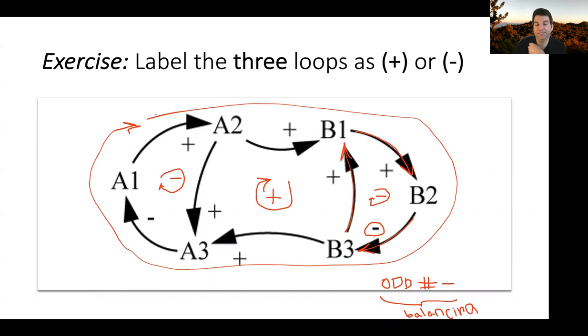If there's an even number of negatives, it's reinforcing. And so that's why this negative and this negative make it so that around the whole outside, there are two. So it's an even number, and that's why they're positive. And the whole outside is positive, and that's because there's two negatives. There's an even number here. So an even number of negatives makes the whole big loop positive, even though the outer two loops are negative. So Alexander, did that answer your question, or does that make sense?